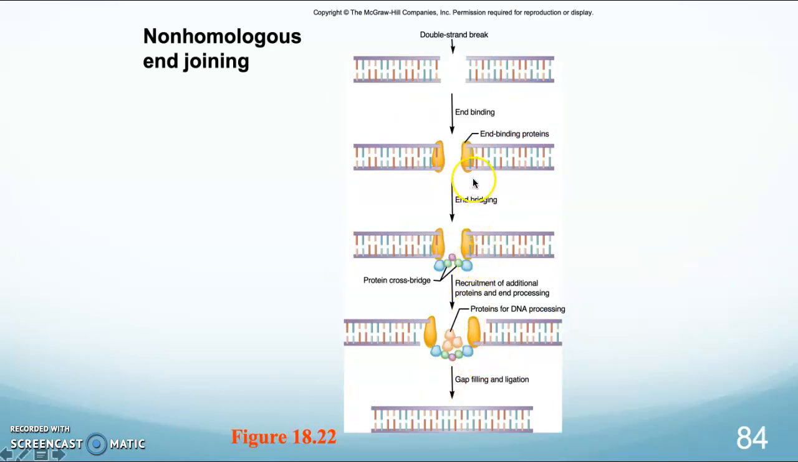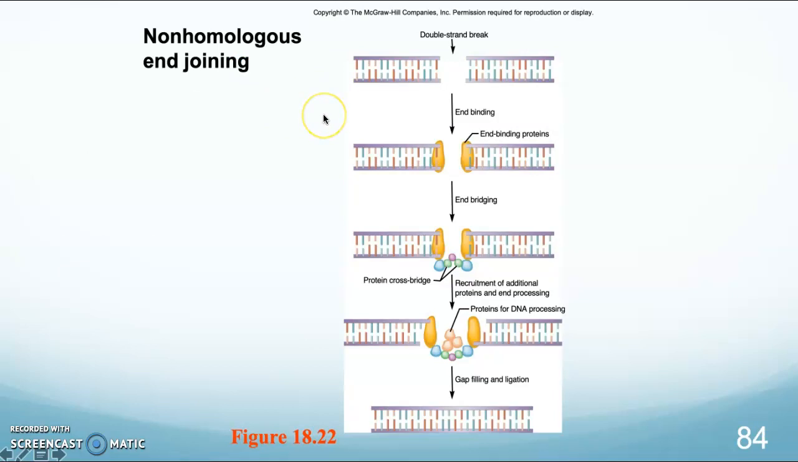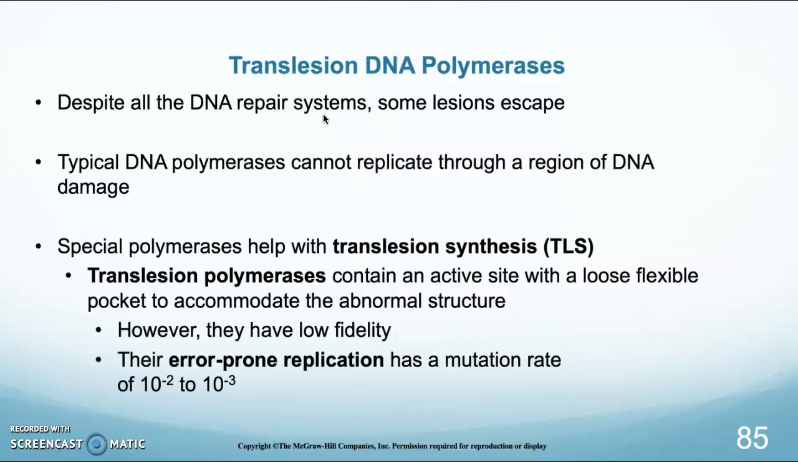Now we could also get what is called non-homologous end joining. So in this, we have breaks of both ends here. And in this case, what we can get is these end binding proteins that will actually bind. We'll get a protein cross bridge, and then all the proteins will come in, and it will fill the gap and ligate. Now in this case, we don't necessarily get exactly what the original strand was, but it actually keeps the chromosome as a whole. And so what we see is that with this one, you may not get high fidelity, but at least you won't have part of the chromosome lost.